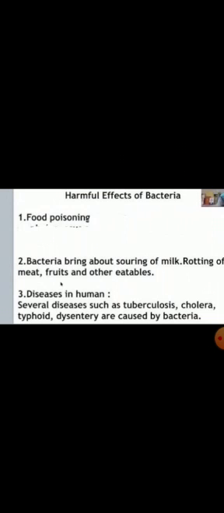Sometimes we see that the milk becomes useless, so that we cannot use it. So why is it so? Because bacteria come in, and hence cause souring of the milk and rotting of meat, fruits, and other eatables, so they rot and we cannot eat them.